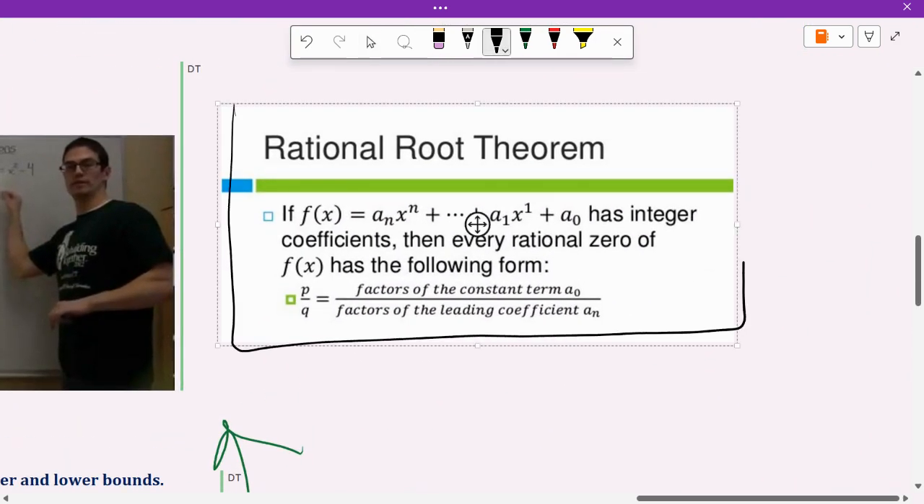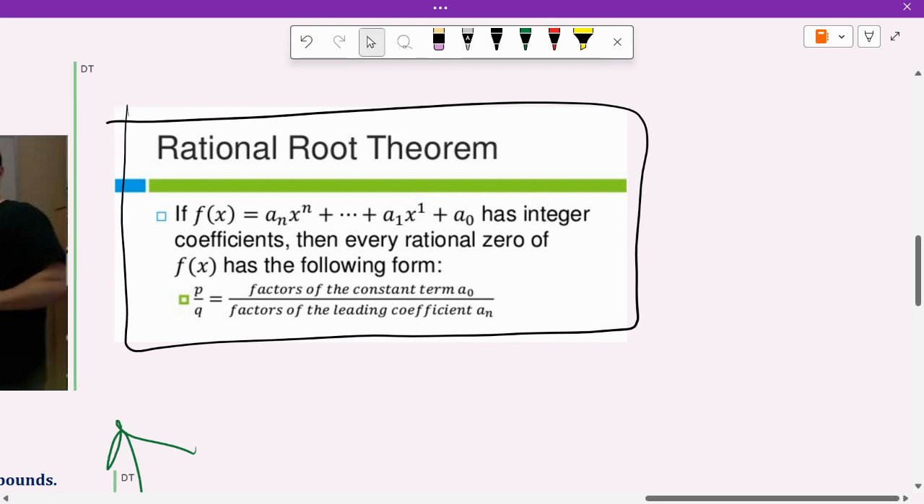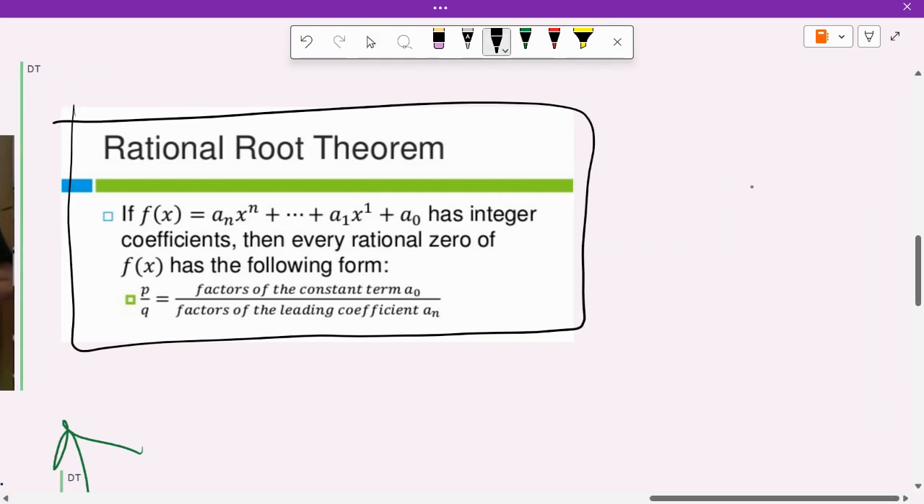It says that if my polynomial has integer coefficients, then every rational zero of f has the following form: the numerator will be a factor of the constant term, and the denominator will be a factor of the leading coefficient. Now, let's make sure we all understand the difference between a rational number and an irrational number. A rational number is a number that can be written as a fraction.